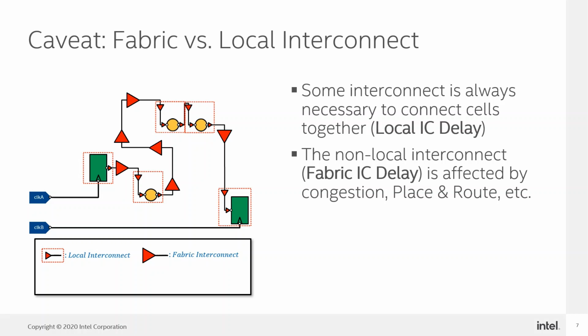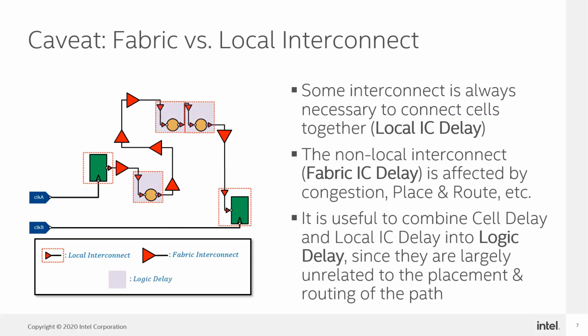In contrast, local interconnect delay behaves and optimizes more like cell delay, because the only way to get rid of local interconnect is to get rid of the cells it's connected to. This means it is useful to bucket the local IC delay with the cell delay in a term we call logic delay to differentiate it from the fabric.